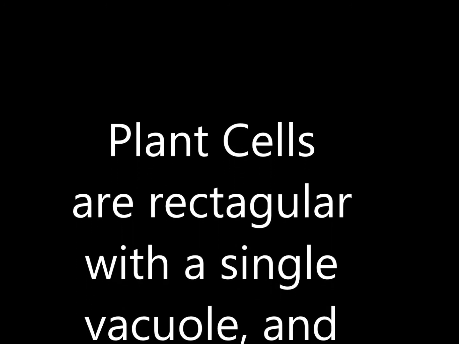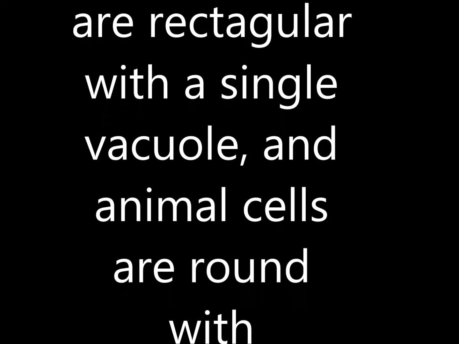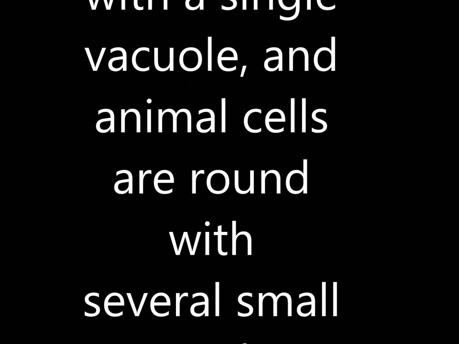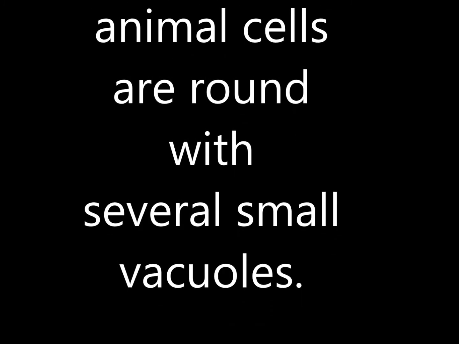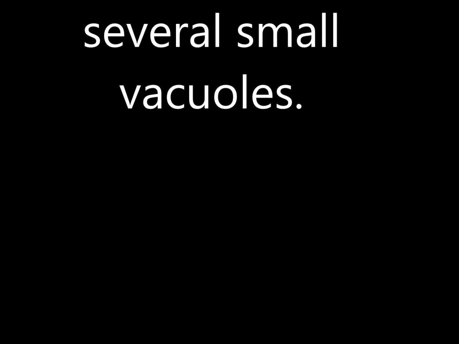While plants and animals both have cells, they are not the same. Plant cells are more of a rectangular shape, whereas animal cells are a round shape. Also, the vacuoles in animals are very small and multiple, whereas in plants there is one large central vacuole that can take up to 90% of the cell volume.